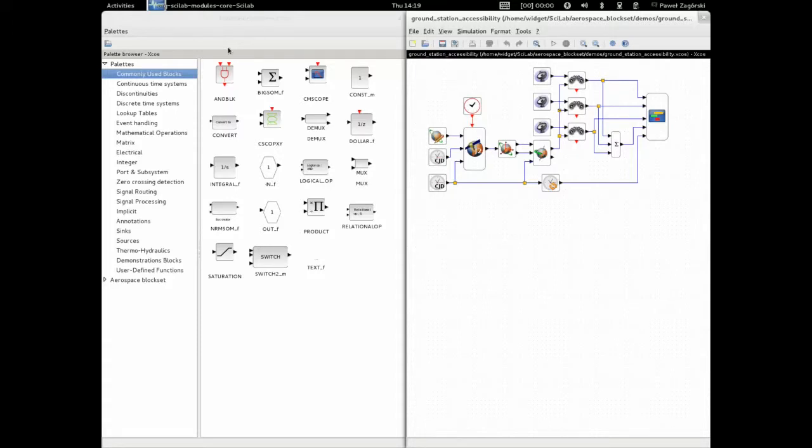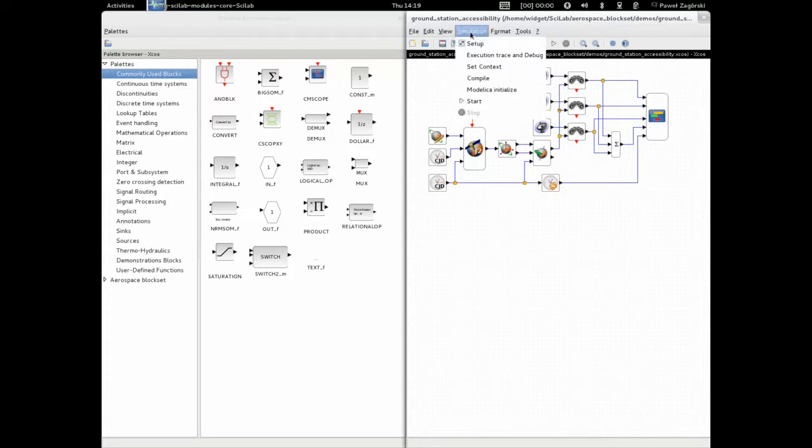Welcome. In this video I'd like to show you time and ground station access management in Aerospace Blockset for Xcos. The scenario is that we have three ground stations serving a single satellite, and we want to compute access times between those ground stations and this satellite.